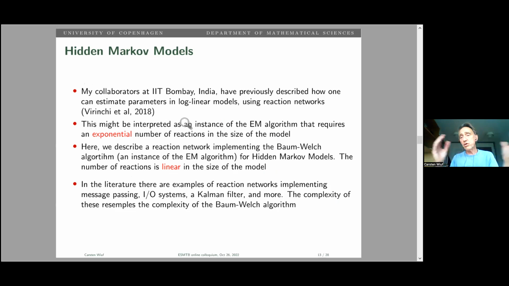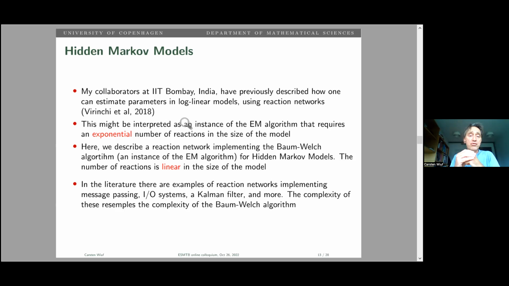Log linear models is also a very big class of statistical models used in many different contexts. They had shown how you can estimate these parameters using reaction networks. And this particular case is actually an instance of the EM algorithm but it requires an exponential number of reactions in the size of the model. And that's, of course, a very negative thing for implementing it in a molecular machine, because it means that the number of reactions explodes with the size of the model.